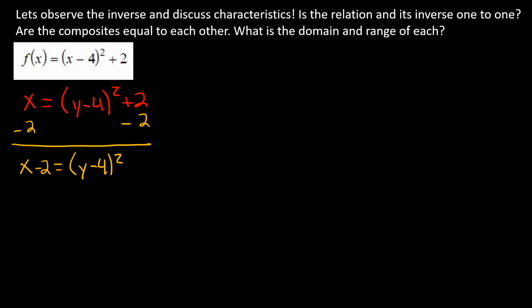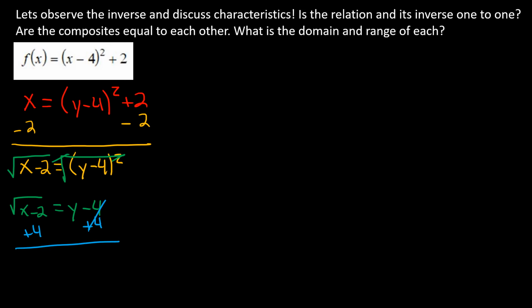From here, we'll take the square root of both sides. So we want square and square roots to simplify out. So we have the square root of x minus 2 equals y minus 4. From there, we will add 4 to both sides.